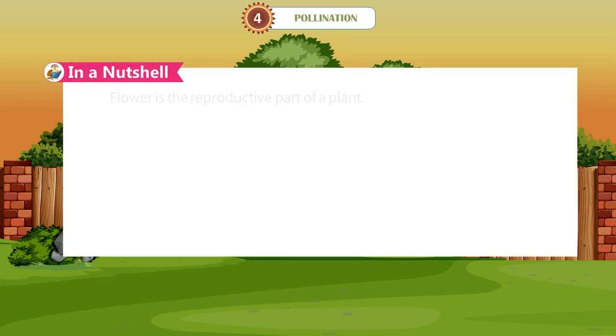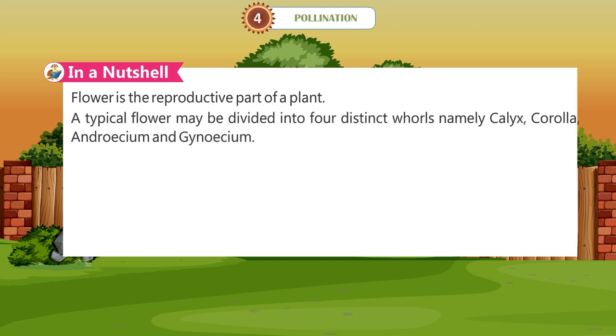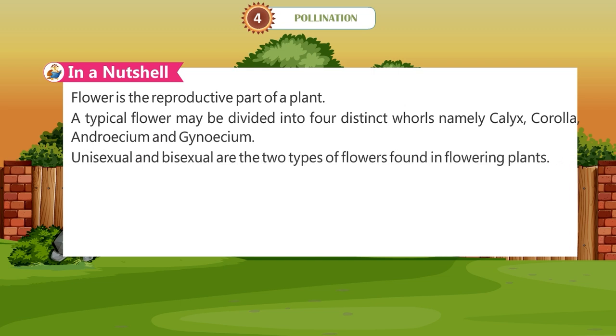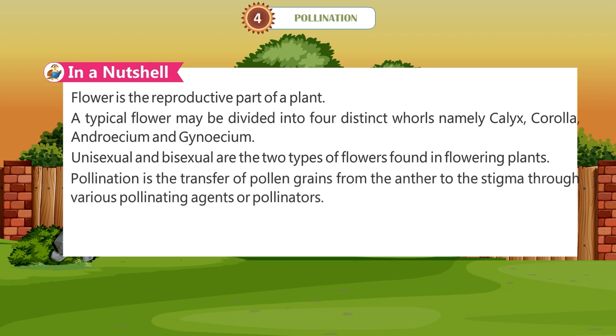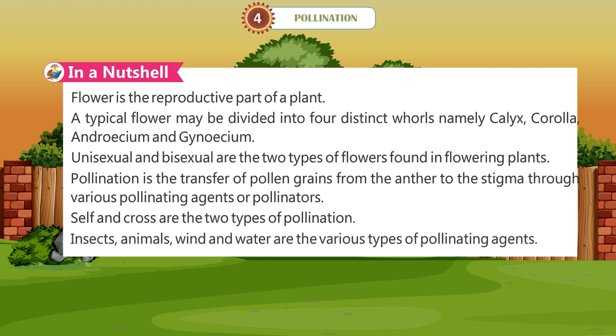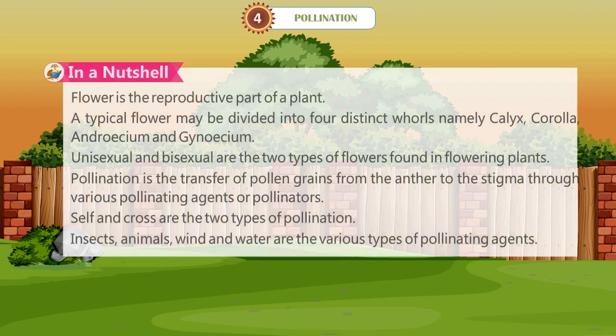In a nutshell, a flower is the reproductive part of a plant. A typical flower may be divided into 4 distinct whorls, namely calyx, corolla, androecium, and gynoecium. Unisexual and bisexual are the 2 types of flowers found in flowering plants. Pollination is the transfer of pollen grains from the anther to the stigma through various pollinating agents or pollinators. Self and cross are the 2 types of pollination. Insects, animals, wind and water are the various types of pollinating agents.